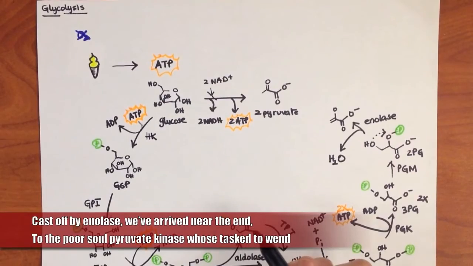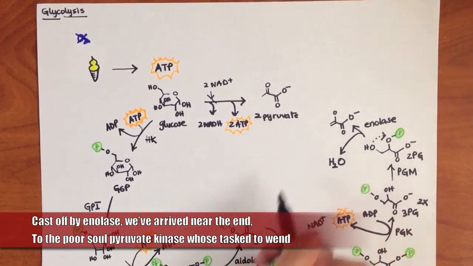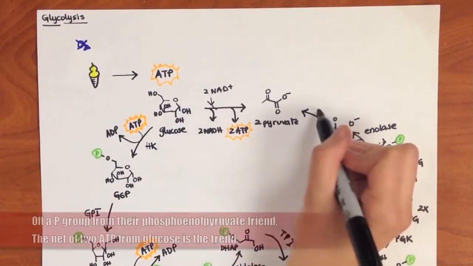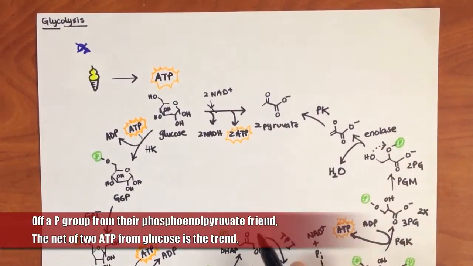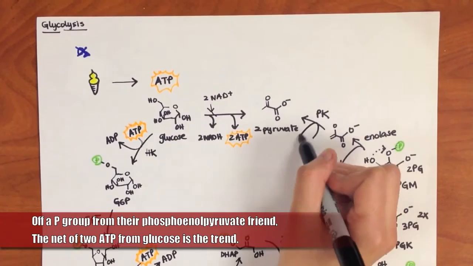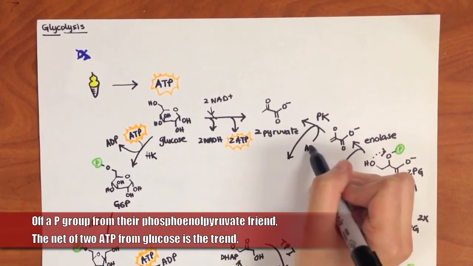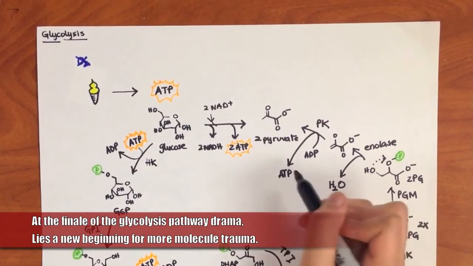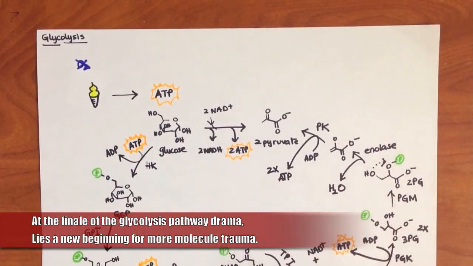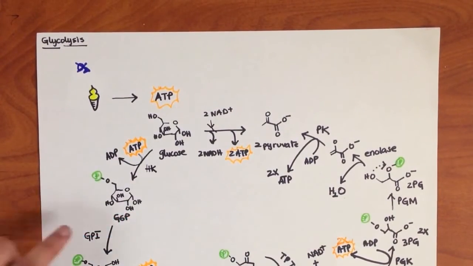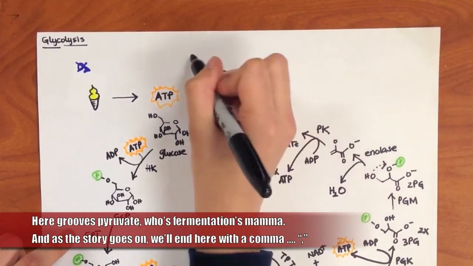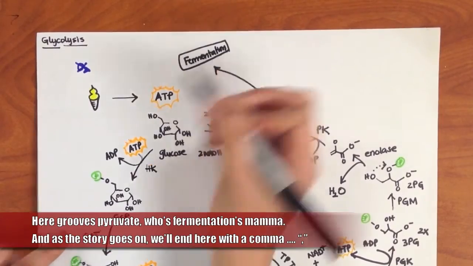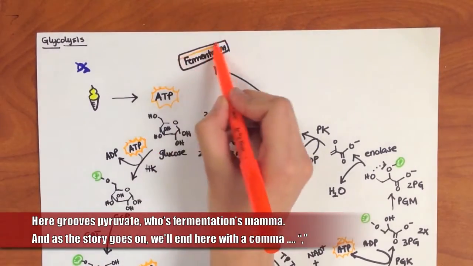Cast off by enolase, we've arrived near the end, to the poor soul pyruvate kinase, who's tasked to wend off a P group from their phosphoenolpyruvate friend. The net of 2 ATP from glucose is the trend. At the finale of the glycolysis pathway drama lies a new beginning for more molecule trauma. Here groups pyruvate, whose fermentation's mama. And as the story goes on, we'll end here with a comma.